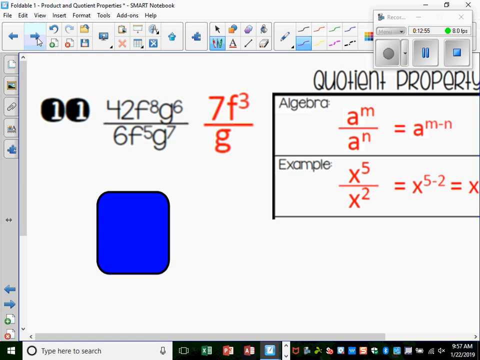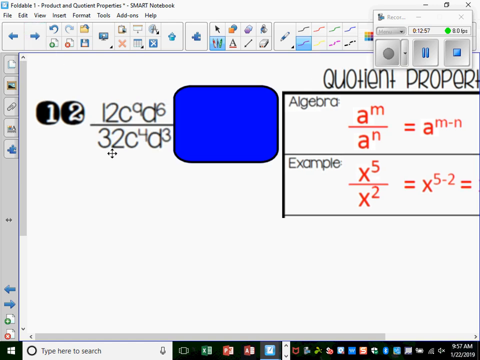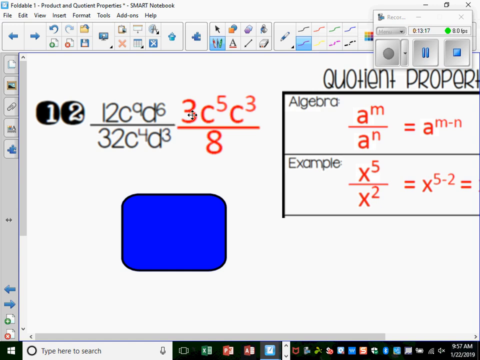All right, let's move on to number 12. How do we reduce 12 over 32? What can go into 12 and 32? Well, 2 can, but is there a larger number? Yes, 4 is larger. So you always want to try to get the largest number. 4 goes into 12 3 times. 4 goes into 32 8. Then we subtract our C's. 5. Subtract our D's. Actually, I think this is supposed to be a D, and that will give us 3.